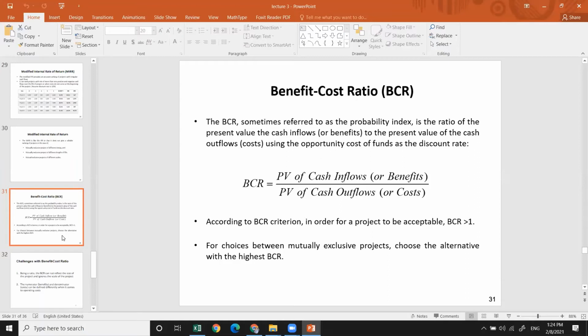According to this criterion, in order for the project to be accepted, the benefit cost ratio should be greater than 1. For choices between mutually exclusive projects, you can choose the alternative with the highest benefit cost ratio. So if one is 1.2 and the other is 1.5, you will choose the highest one. So you will compare if it's mutually exclusive.